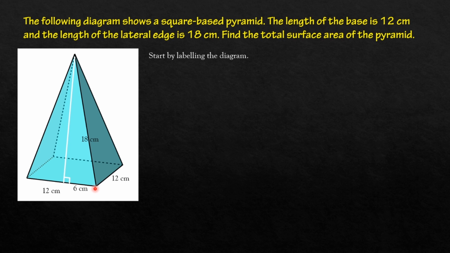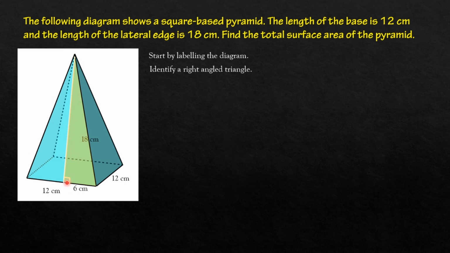The base is 12 by 12. I've drawn in a white line. That will be your slant height. That needs to be calculated. Your base edge is 12, therefore this length will be 6. It will be half of this number.